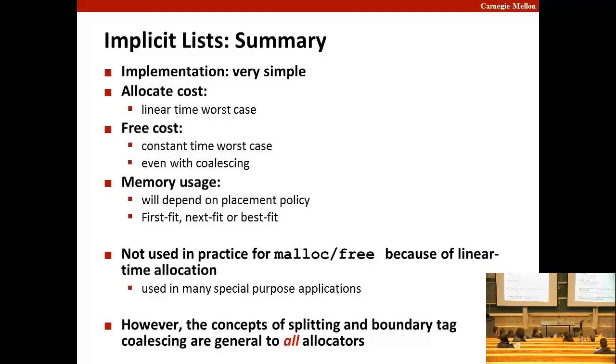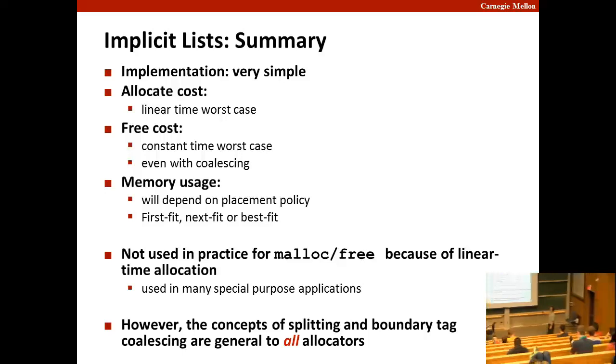Implicit list, we use the size of the pointer. Okay? Linear search is the worst case. We could have to walk through the whole thing to find a block that will work. We can do a constant time coalesce by looking left and looking right. We can affect the time-space trade-off by deciding what our policy is going to be. First fit, best fit, worst fit.